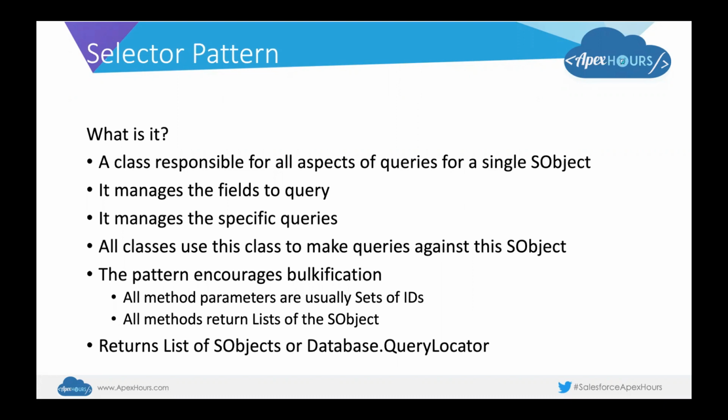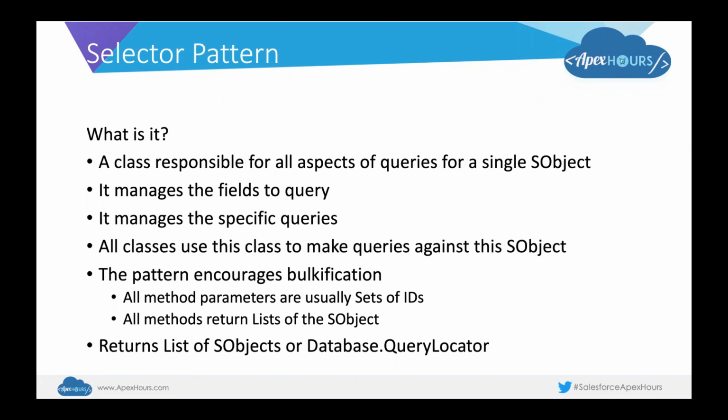How many places do you have a query for opportunities? It could be several different places. And now think about the maintenance around that. How do you make changes to those queries? What if you add a new custom field to the account object? Do you have to go and touch the 47 different places that you have a query out there?